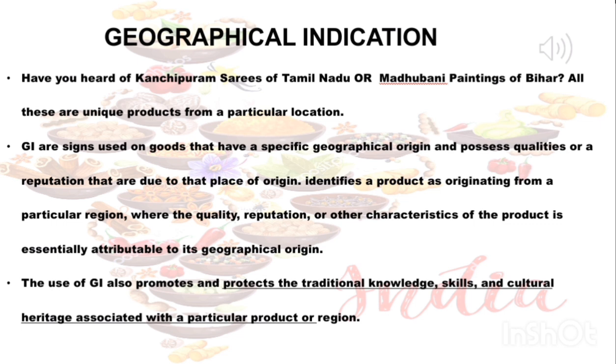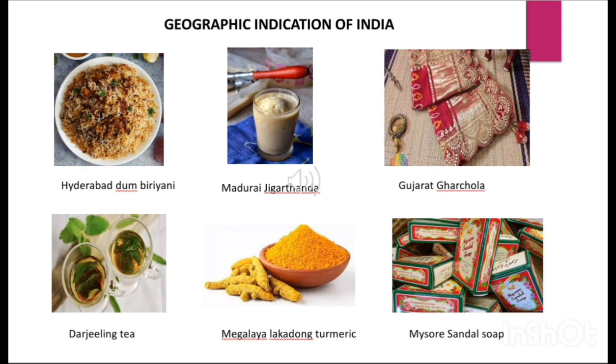or region. Here are some geographical indications of India, such as Hyderabadi Dum Biryani, Madurai Jigardanda, Gujarat Garchola, Darjeeling tea, Lakadong turmeric of Meghalaya and Mysore sandal soap.